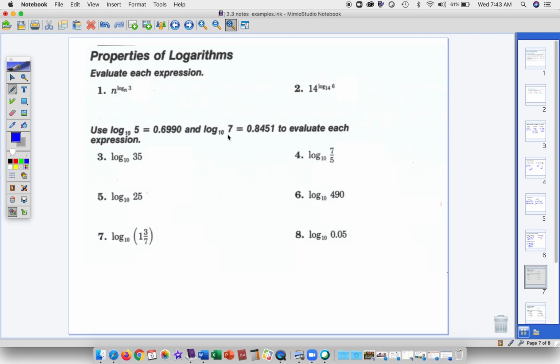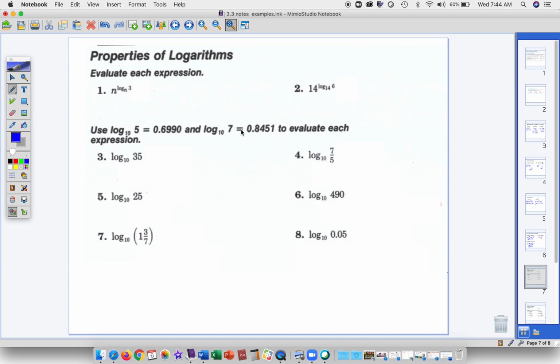And log 7. Okay. So again, this is the base. I'm not sure why they wrote it this way. Once in a while you might see it this way, but it's not very common. So you can drop the base 10s if you want and just write log 5 and log 7. So it says to use these two decimals to evaluate each expression. So again, we shouldn't be using the calculator.